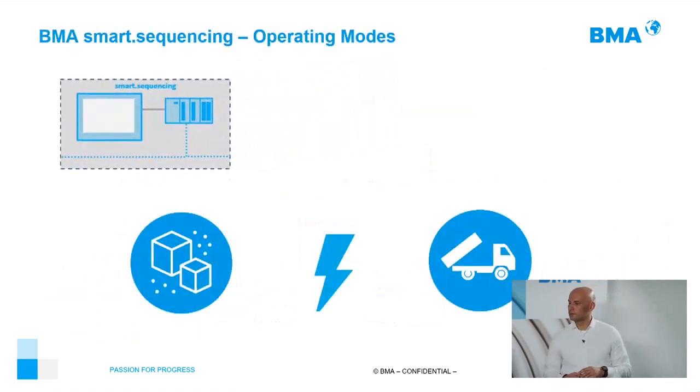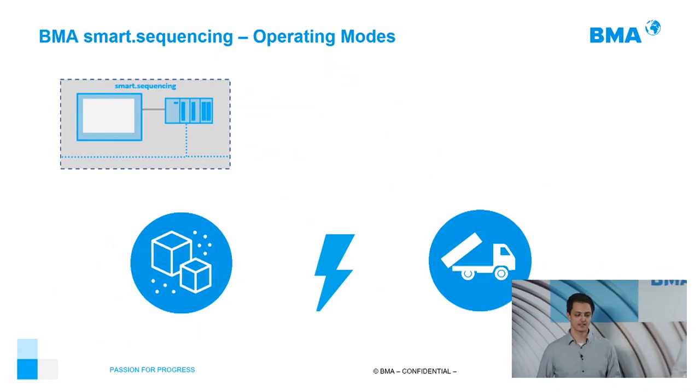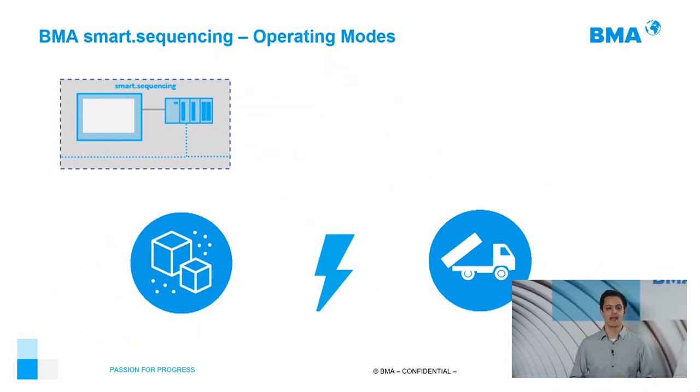It's also really important to say here that the BMA Smart Sequencing has 3 operating modes. Yeah, it can work independently, really good to solve all the problems, but we have 3 modes that will optimize and solve some problems better than the others. And we can see here we have the production mode, the energy mode, and also the transport mode. And in the next slides, we will explain exactly how one mode differs from the other.